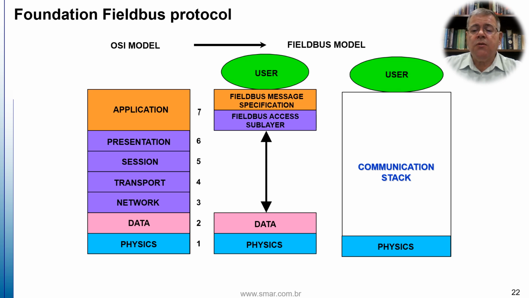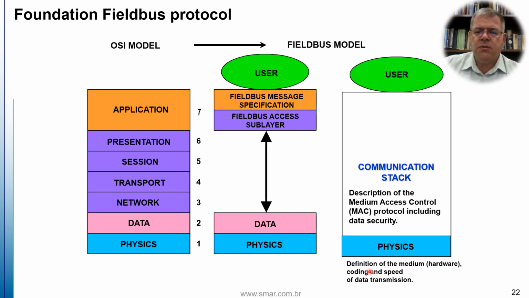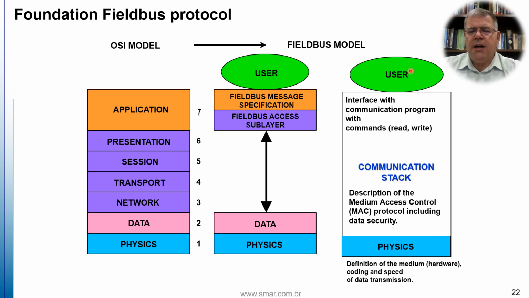The Foundation Fieldbus protocol didn't reinvent the wheel. It didn't come from nothing. It adopted the ISO OSI model, which includes these 7 layers we see here. From these 7 layers, some layers were removed, and thus it was developed into the Foundation Fieldbus communication model. The user interface was retained, the communication stack, and the physical layer was developed.